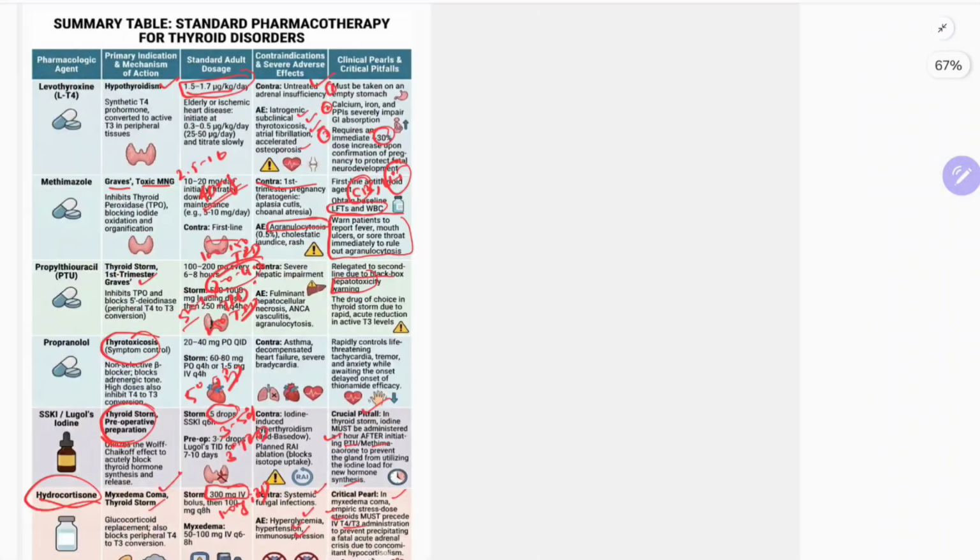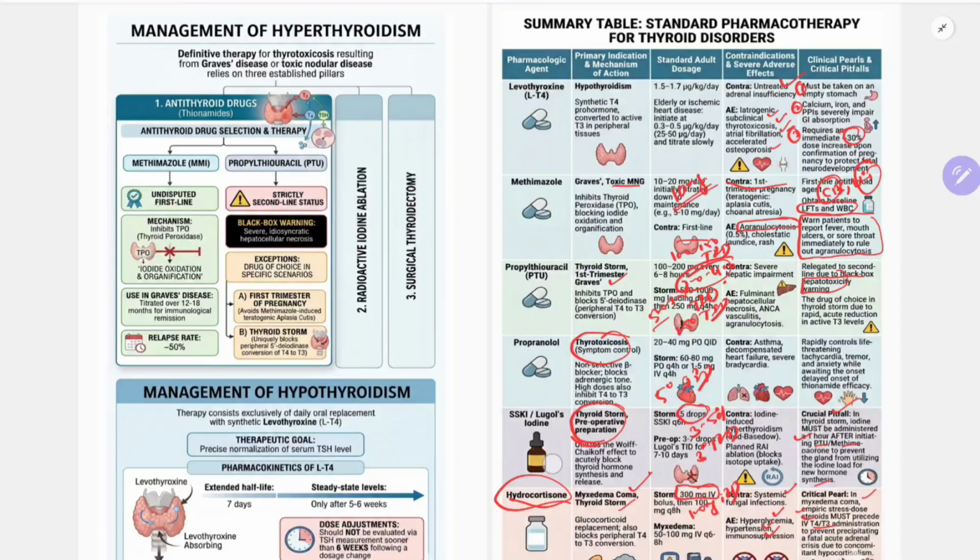That's all. We have finished this topic and all the cardinal manifestations of the thyroid gland.